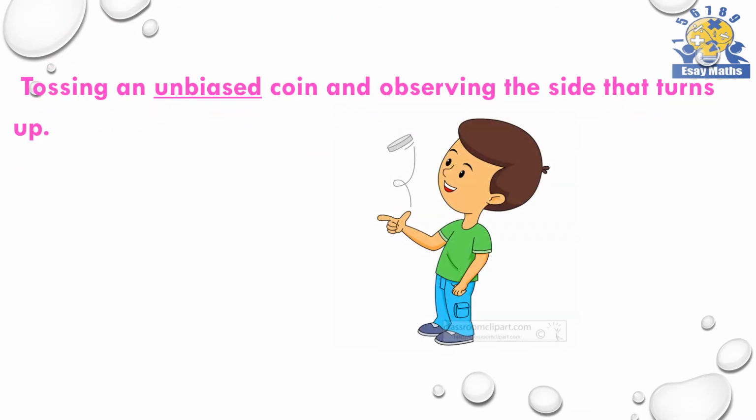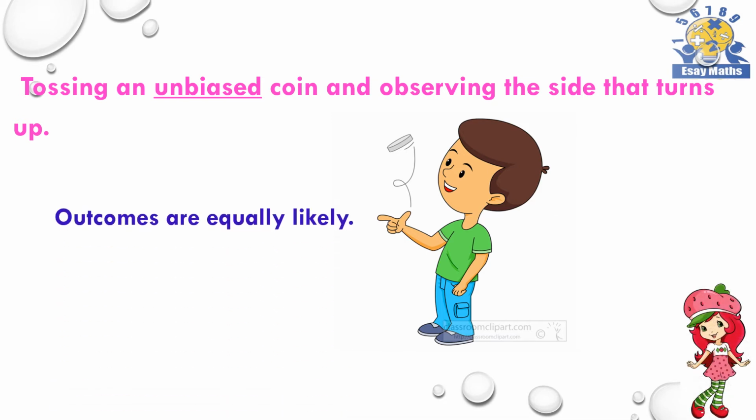Tossing an unbiased coin and observing the side that turns up. Here we are using an unbiased coin. So the outcomes are equally likely.